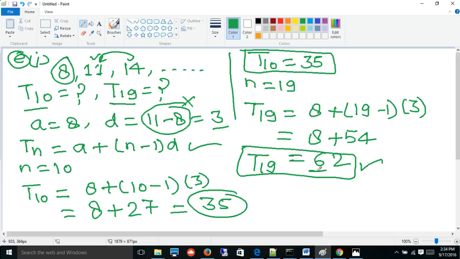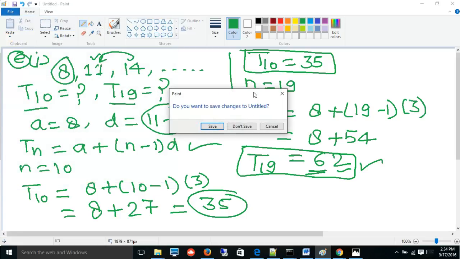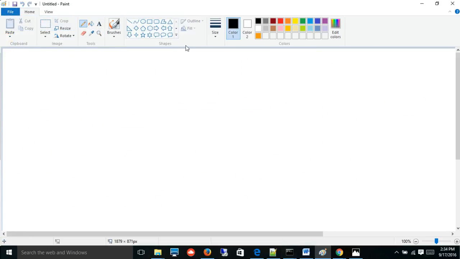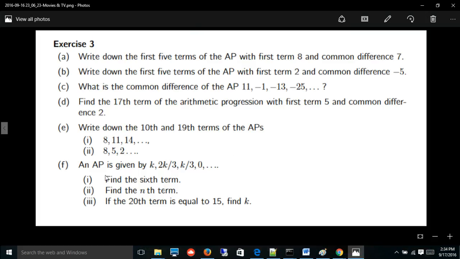Okay, so this is the question. The second part you have to do by yourself. Now moving to the next question. Let's see. Yeah, it is an interesting question. This kind of question you will get in the exam.